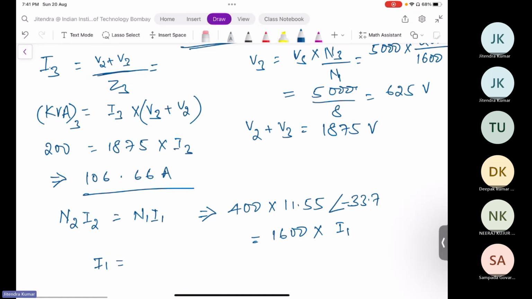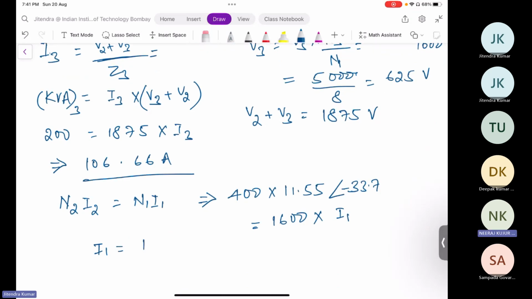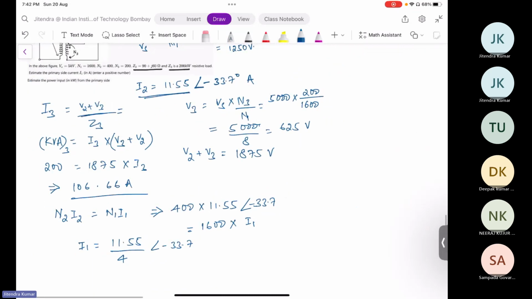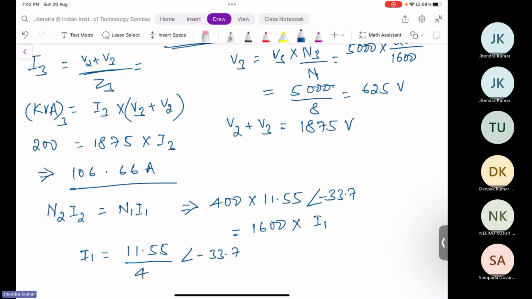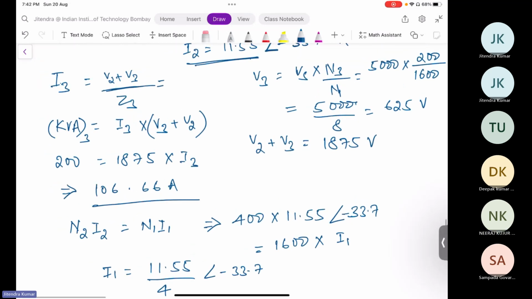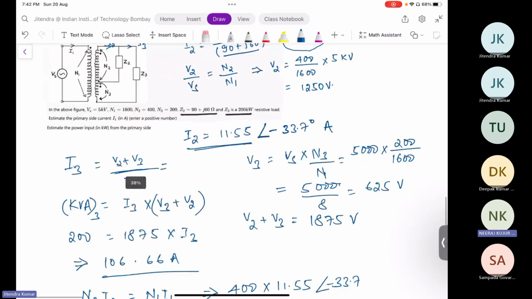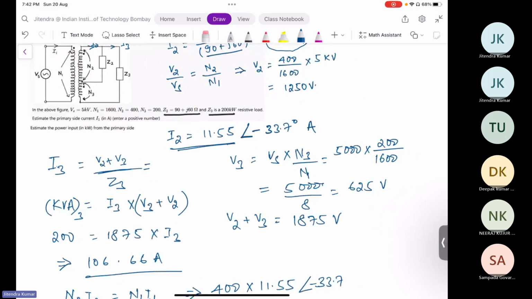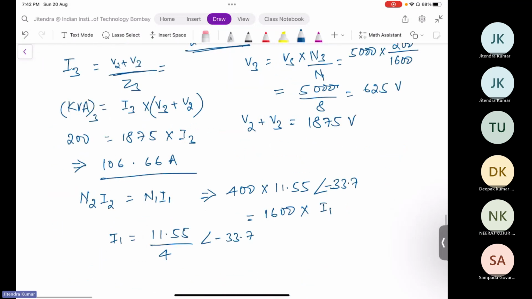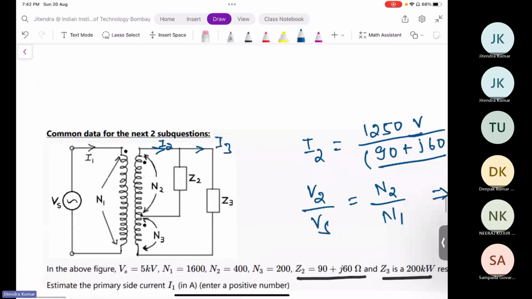So I1 will be equal to 11.55 divided by 4. Is it correct? I don't think so. Sir, I have got 40. Sir, N1 I1 should be N2 I2 plus N3 I3, no? That's the mistake we made. So we will see this circuit and we can write.